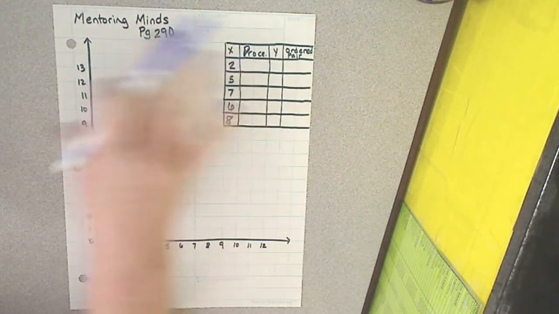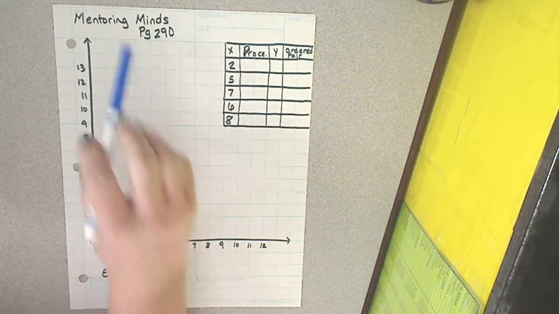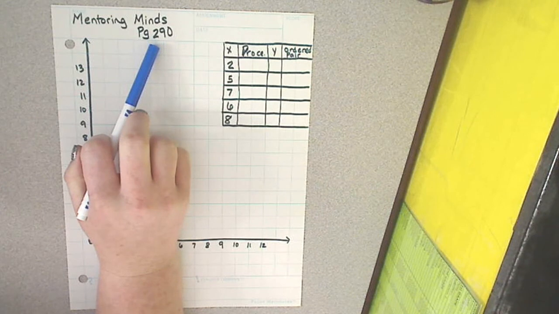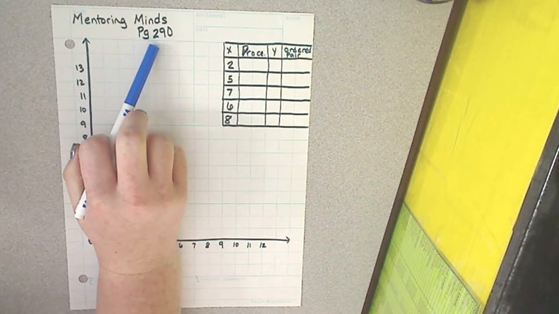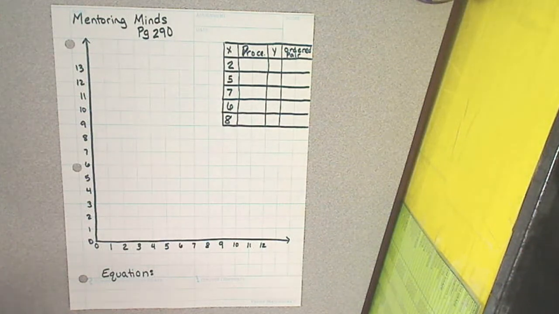Now, in order for you to follow along with this more effectively, if you go to Mentoring Minds, page 290, there are two problems on this page. We are going to look at both of these together, so feel free to use your Mentoring Minds book to take notes. That way you can follow along with me as I work.